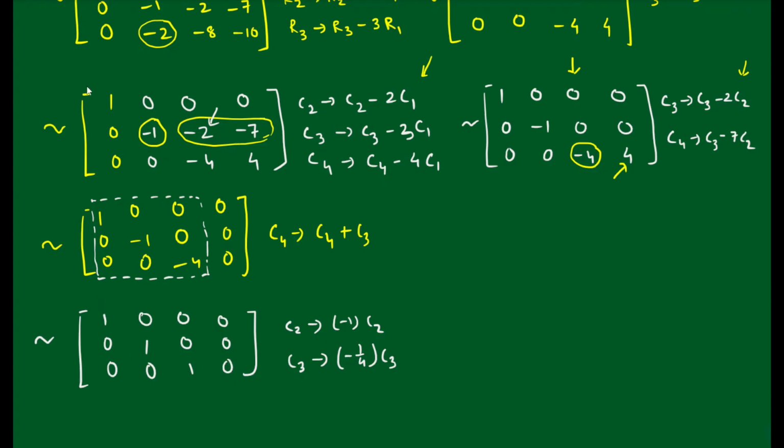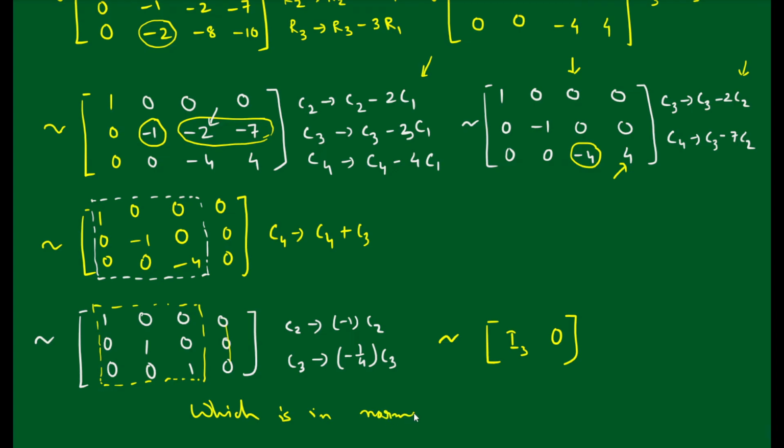Now you see, there is one diagonal matrix, and which is also an identity matrix. So what is the form then? This is I3, and the last column we can write 0. This is actually a null matrix, which is in normal form. You can write canonical form also. And what is the rank? Rank of the matrix is 3.